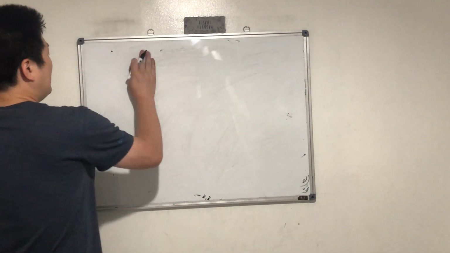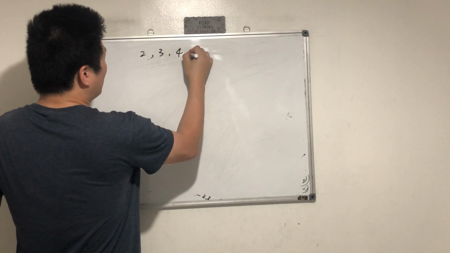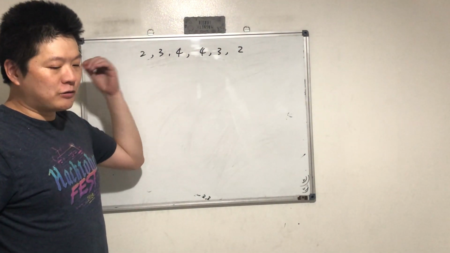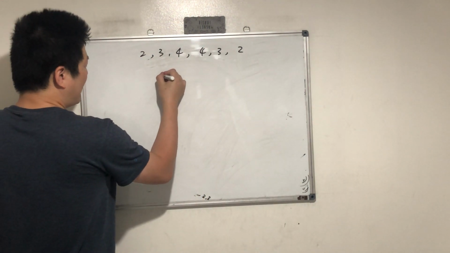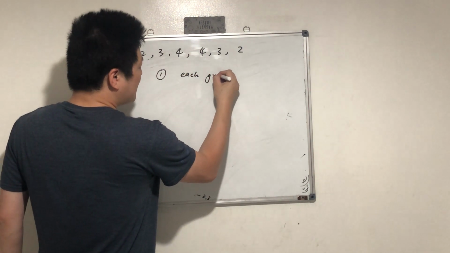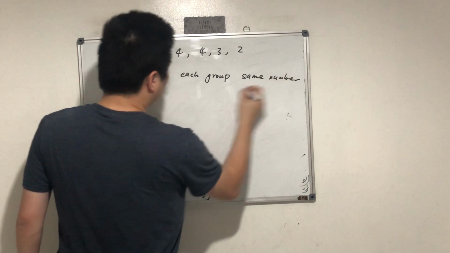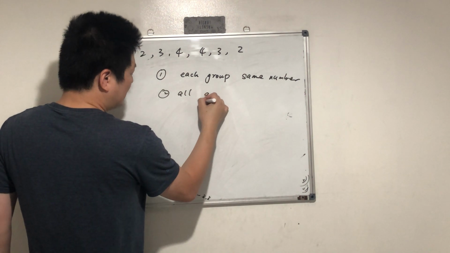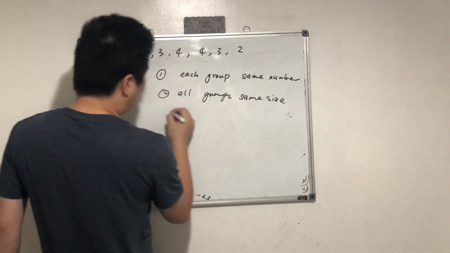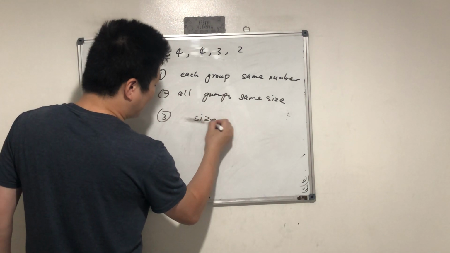Good. Okay, so let's say we have a few numbers like 2, 3, 4, 4, 3, 2. Can you tell me, if we want to group these numbers, there are three conditions: each group contains the same number, all groups are the same size, and the group size is at least 2, bigger than 1, okay?